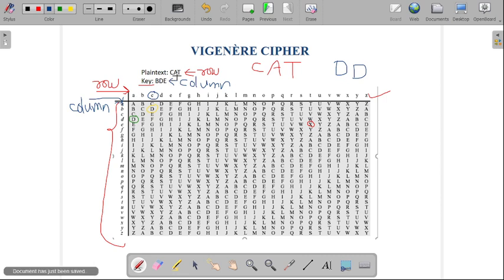Then our plaintext letter is T and our key is E. Whenever we are mapping the character T with E, we got our ciphertext, that is X. So for our plaintext cat, we got the ciphertext D, D and X. So this is the example where we have mapped the plaintext to ciphertext by using this Vigenere cipher table.